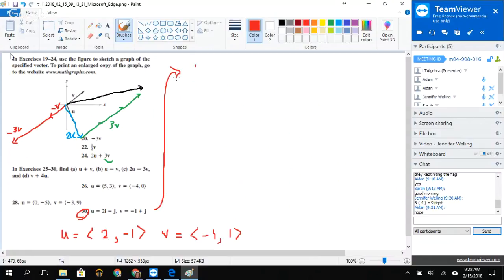So if we wanted to, for example, add u plus v, then we can just add 2i minus j plus negative i plus j. You treat these unit vectors just like you would treat a variable. So we have 2i minus i, so we have i. And then we have minus j plus j, so that's 0. So u plus v is just i, or vector 1, 0 by definition.